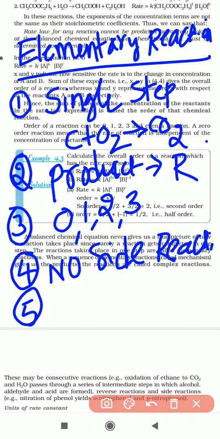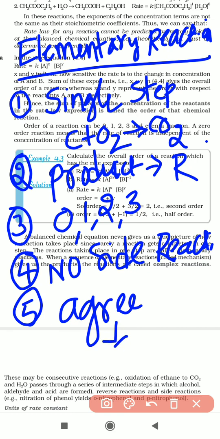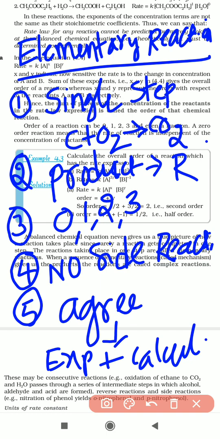Next one: the calculated rate of reaction and the experimental rate of reaction values agree with each other. Which values agree here? The experimental values and the calculated values both agree with each other. That means you get nearly the same values. This is what we mean by elementary reactions.